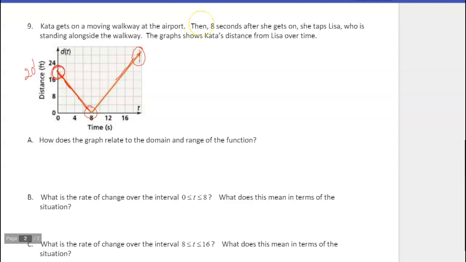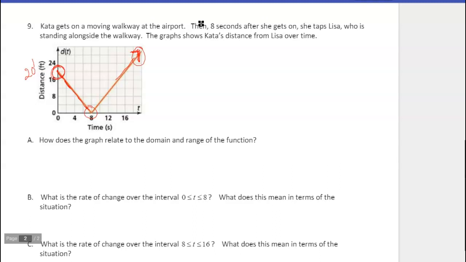for argument's sake, we could assume here, although it doesn't seem reasonable, that she just kept walking forever. Obviously, eventually, she would stop. But if you think about how big an airport is, especially if you've been in some very big ones, you could have started here when you got off the plane, got on the walkway right away, tapped your friend, and then gone all the way to the other side of the airport. You could walk for a half hour or an hour, depending on the size of the airport. So that's why these arrows are relevant here.